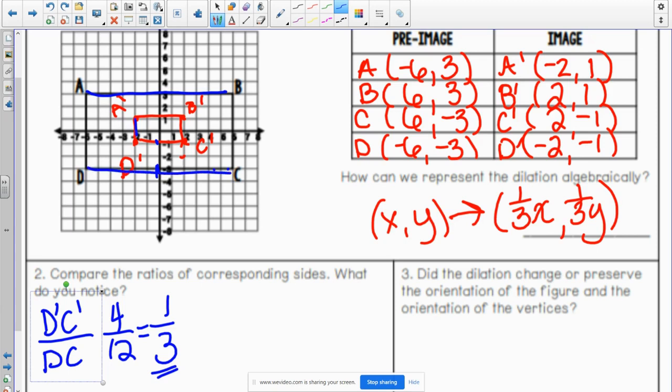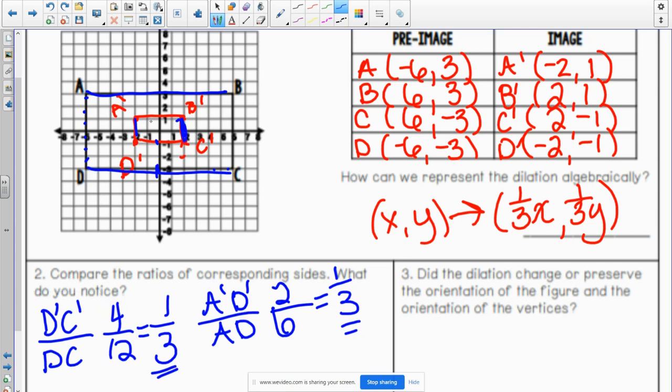Let's check A prime, D prime. So A prime, D prime over AD. So A prime, D prime is 2. And then AD, 1, 2, 3, 4, 5, 6. And 2 over 6, divide by 2 on top, divide by 2 on bottom, gives you 1/3. So again, it ends up being the scale factor we wanted, so I can prove that we actually dilated this correctly. And I'm not going to check BC because that's exactly the same as one I just checked.